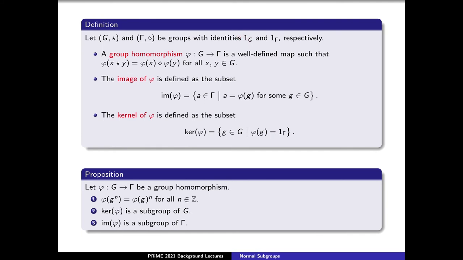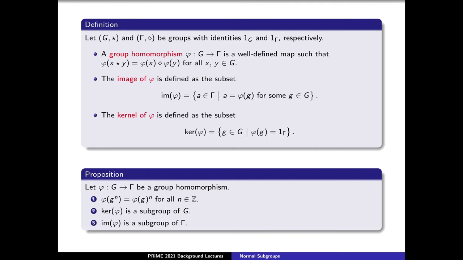But the identity could be 0. When we have the integers, that's a group under addition, and in that case this 1 sub gamma would actually be the 0 that we are used to. The kernel would then just be all the elements mapping to 0, which is how we think about kernels in linear algebra. The notation here is specifically because we're thinking about these operations multiplicatively, but again, it could be addition, in which case the 1s are zeros.